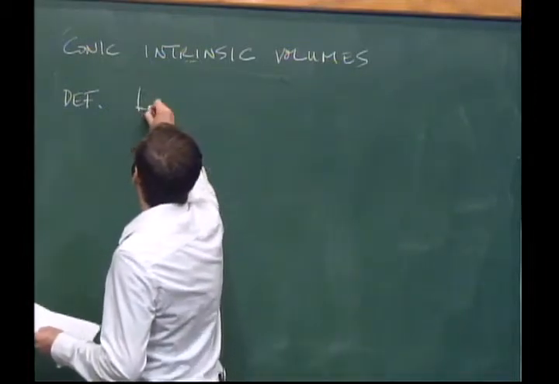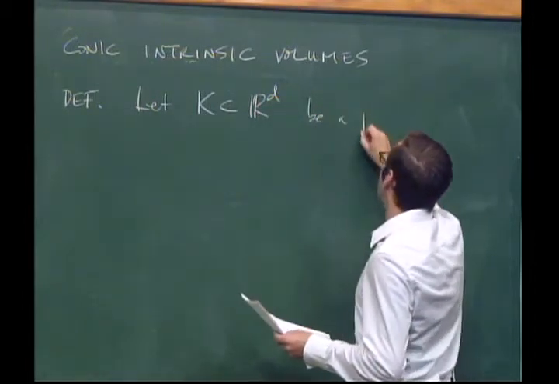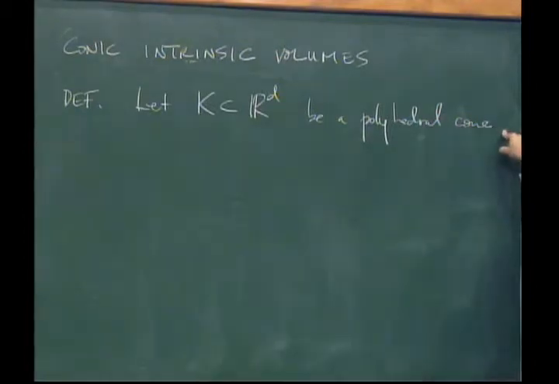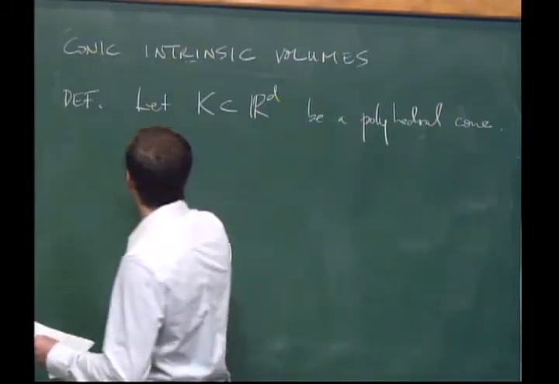So let K be a polyhedral cone. So what does polyhedral mean? It's the intersection of a finite number of half spaces. Okay? So this is a special case. It does describe some of the cones that arise in practice. For example, the descent cones of the L1 norm are polyhedral. But a lot of cones do not satisfy this condition.